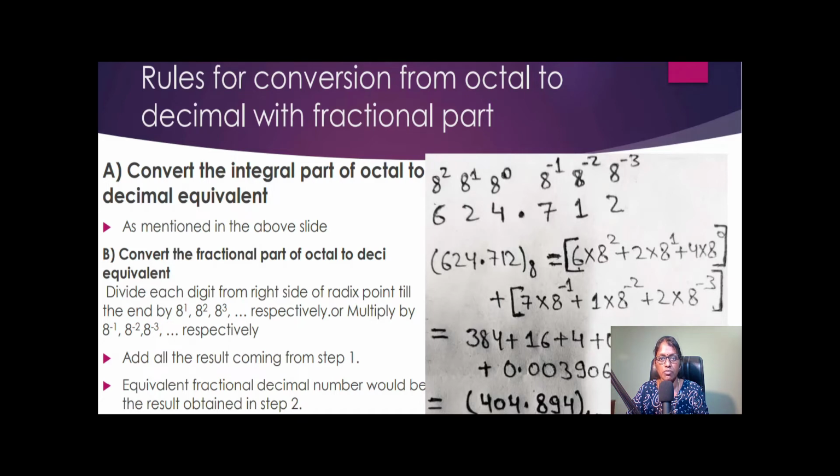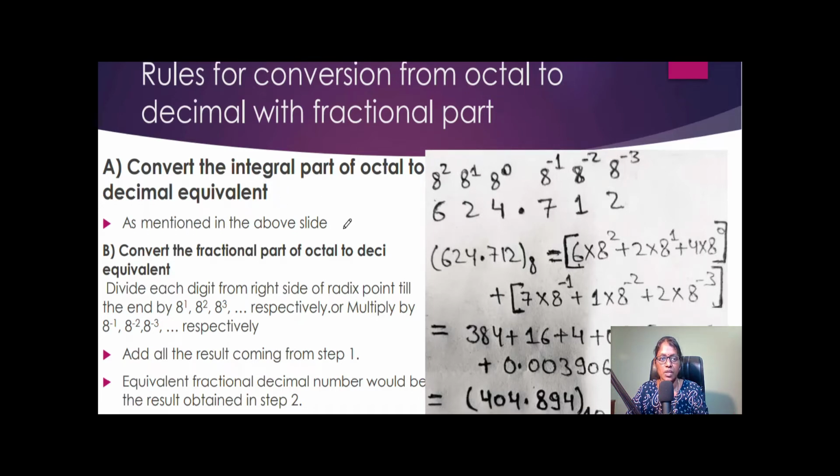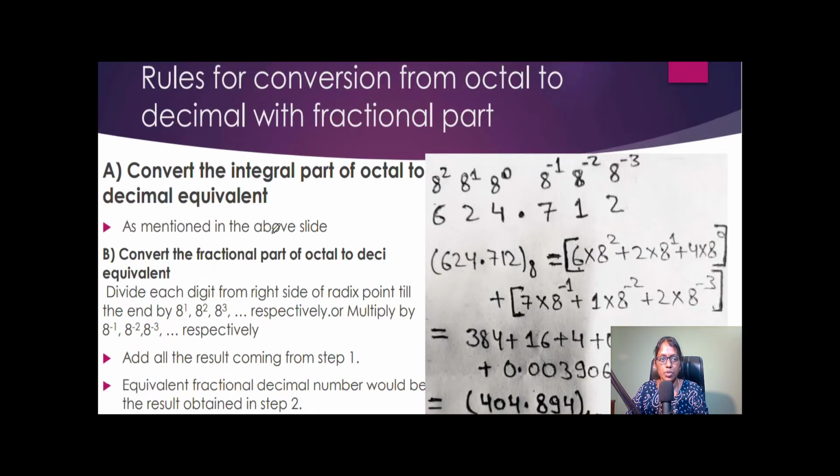Rules for conversion from octal to decimal with fractional part. Converting the integral part of octal to decimal we have mentioned, and for converting the fractional part of octal to decimal, we multiply by 8 power 1, 8 power 2, or we can divide by 8 to the power of 1, 8 to the power of 2. In the same way, here you can see 624.712. In 624, this is 8 to the power 0, this is 8 to the power 1, this is 8 to the power of 2.